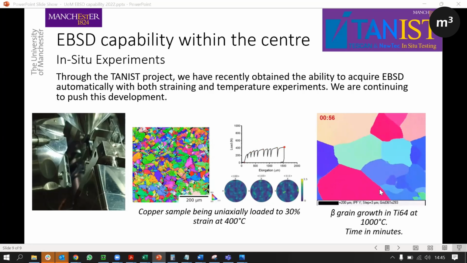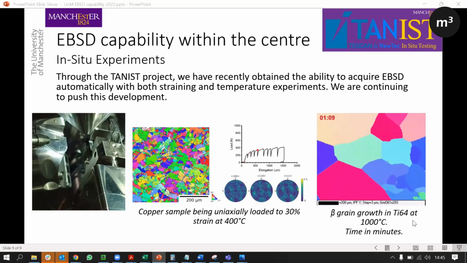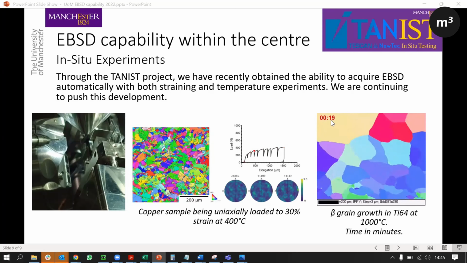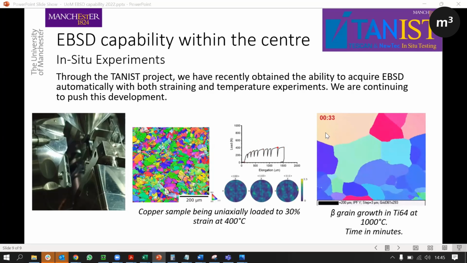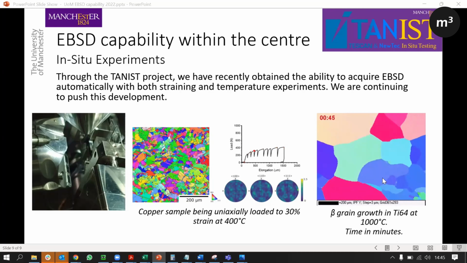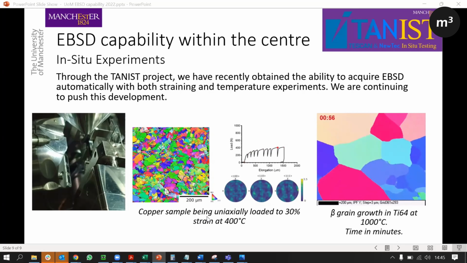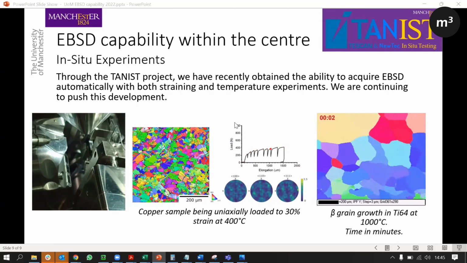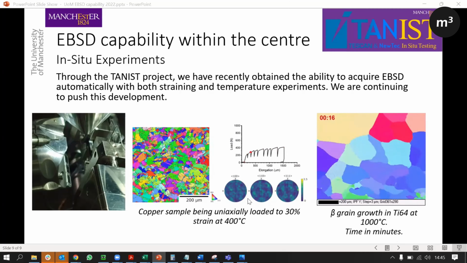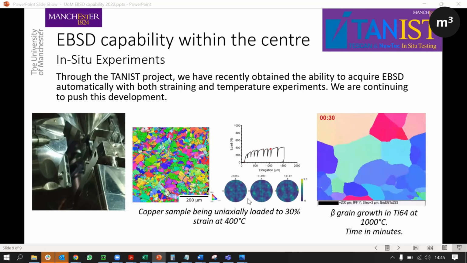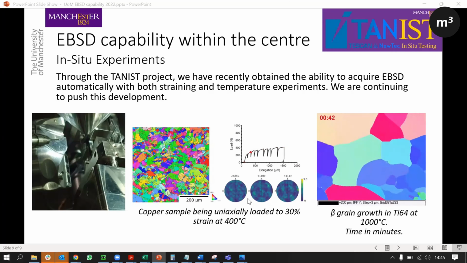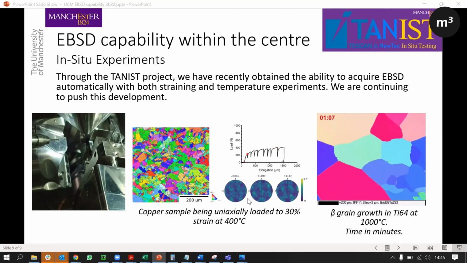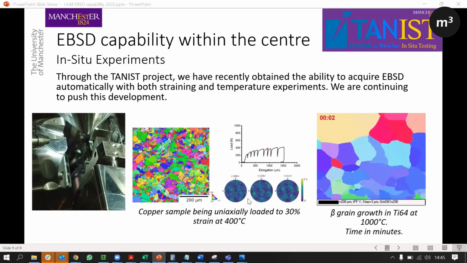And on the right, this is with temperature. This is a titanium sample held at 1,000 degrees. In the corner, you can see the little time ticking away. And this is the beta grain growth in it. Up until very recently, this was all done semi-manually. So we would apply a strain step and then a temperature step and take a map, another strain step, another map. But we are moving into automating this, with the hopes to run it over the weekend and collect far more temporally resolved data.